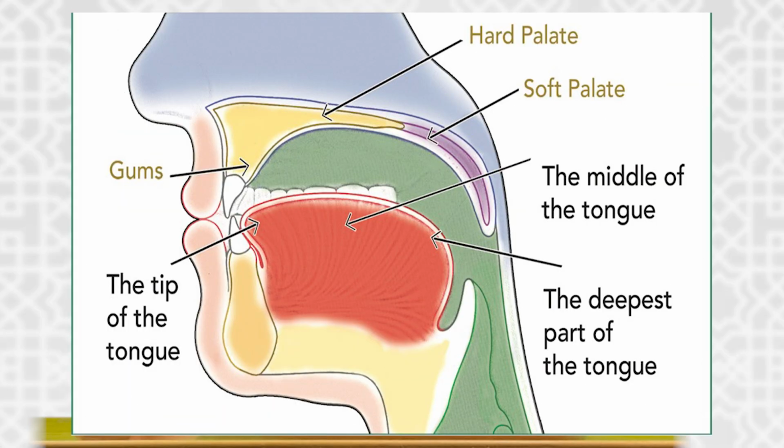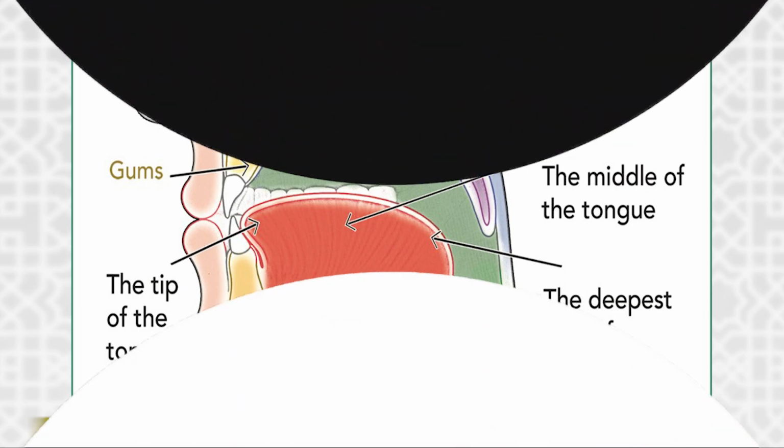Look to this picture. Hard palate, soft palate, the middle of the tongue, the deepest part of the tongue, the gums, the tip of the tongue.